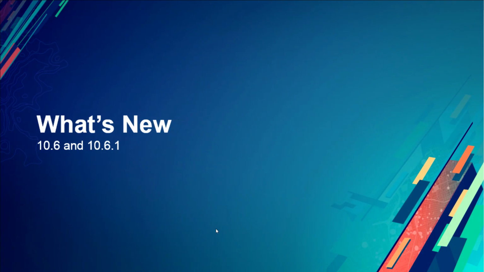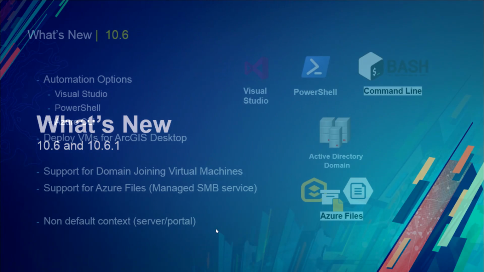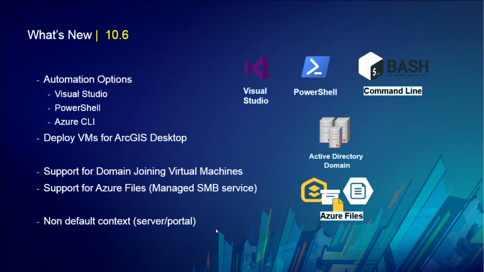Okay, now just giving you some of the highlights that have happened at 10.6 and 10.6.1. The biggest change at 10.6 was our support for automation. And so this is really a big deal because for several organizations, they don't want to be confined to what Cloud Builder gives them. Or they're a large enough IT shop that they actually deploy ArcGIS Enterprise at scale multiple times in multiple environments. So for them, more than a GUI WYSIWYG tool, they actually needed automation.